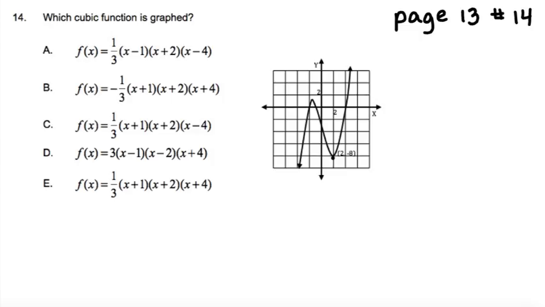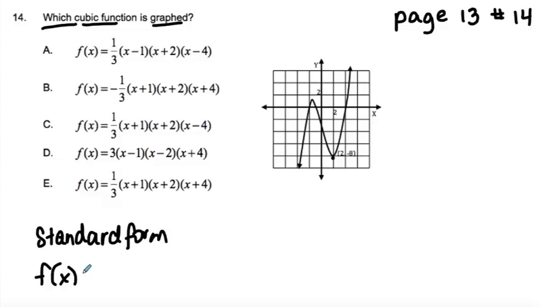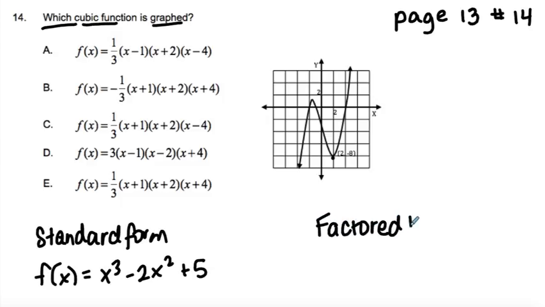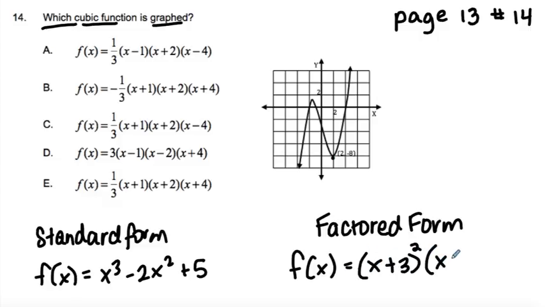So the first one she mentioned was page 13 in your review packet, number 14. Which cubic function is graphed? So let me remind you that polynomials can be given to you in standard form, which would look like f of x equals, I don't know, x cubed minus 2x squared plus 5, or factored form. Factored form looks just like all of these answers. So f of x, where they give you the factors, like x plus 3 squared, x minus 1.